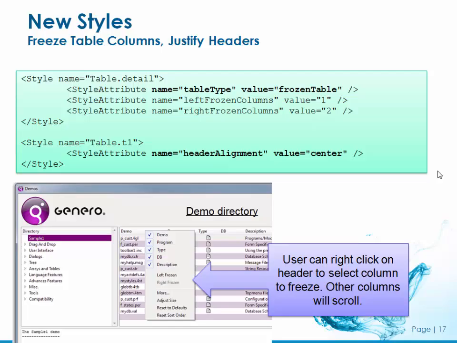There are some new styles within tables as well. The first one is the ability to freeze columns within a table. So the first thing you would do if you set up a style, you would want to set the table type to frozen table, indicating that there is the ability to have a frozen column. You can also supply which columns are going to be frozen by default. And then when the user clicks on a header in the table that is a frozen table, they'll have the ability to freeze a column and the other columns will scroll.